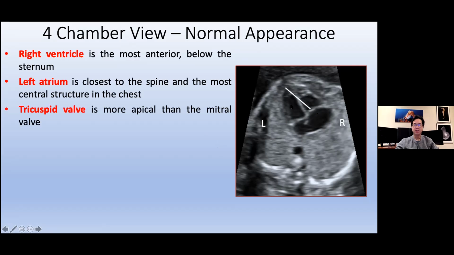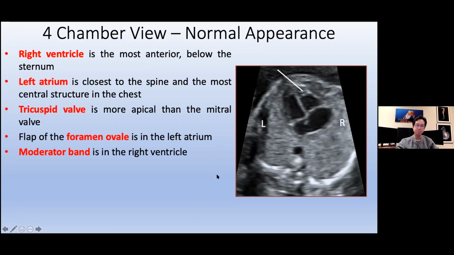Okay, and then this is your tricuspid valve. You can see that there's a slight offset of the tricuspid. It's a little bit more apical relative to the mitral valve. This is your foramen ovale, which flaps into the left atrium. You have sometimes these little echoes of the moderator band in the right ventricle. That's a normal structure. Here's the crux. And this is your spine again. So that's your descending aorta.